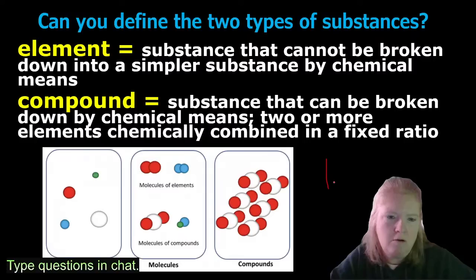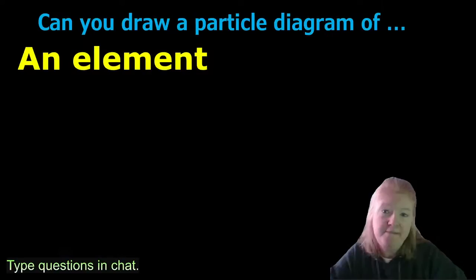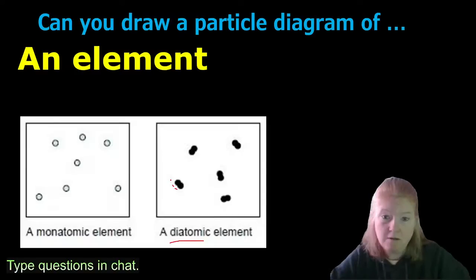Okay, so can you draw a particle diagram of an element? Here are two options. So we're going to have one type of atom. And even when it's diatomic, you can see it's two of the same atom bonded together. So that's still an element because it's one kind of atom. So an element only has one kind of atom. And remember, that means it has the same number of protons in its nucleus, because that's how we're going to define an element. It has the same number of protons.